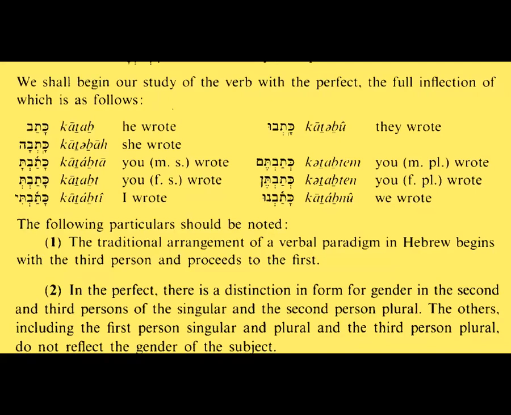The second item here in the perfect, there's a distinction formed for gender in the second and third persons of singular. But the others, the first person singular and plural, and the third person plural do not reflect the gender. So if you say I wrote, it doesn't matter if you're a boy or a girl writing, it's just the same. And if you did they wrote, it doesn't matter if it's males or females, that would both be the same also. Okay.